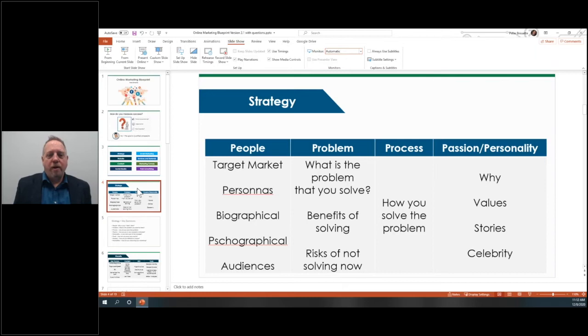So whatever the problem is, the better you understand it, the better you can describe it, and the better you can communicate to your audience the benefits of solving it and the risks of not solving it now, the better you're going to be able to communicate with your prospects and move them quicker to becoming customers.